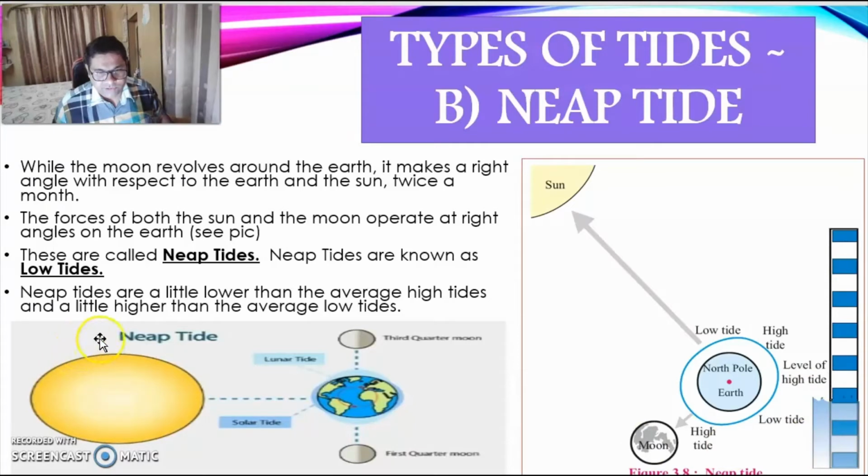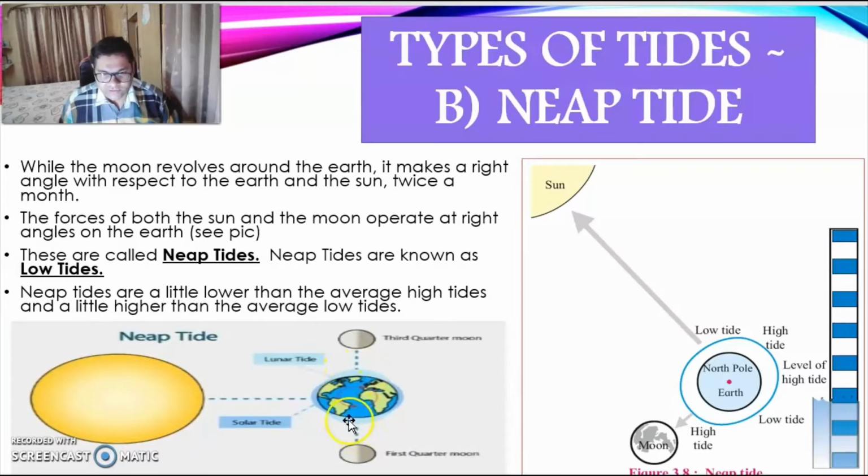Now you see it in this picture also. This is the sun, this is the moon, and this is the earth. Now when it is at the right angle, that is 90 degrees, you can see the bulge of the tide is higher on these sides and lower on these sides. These are called neap tides. What are they called, children? Neap tides. And neap tides are also called low tides.